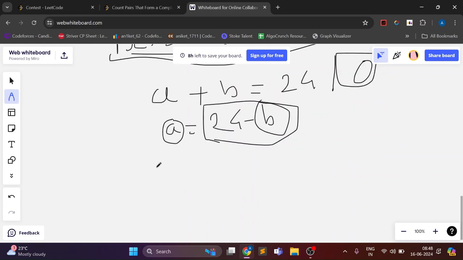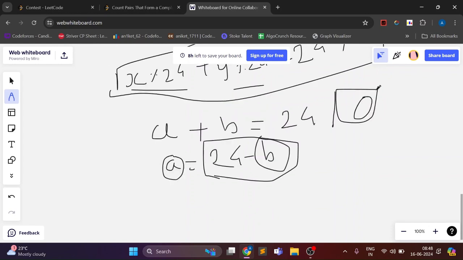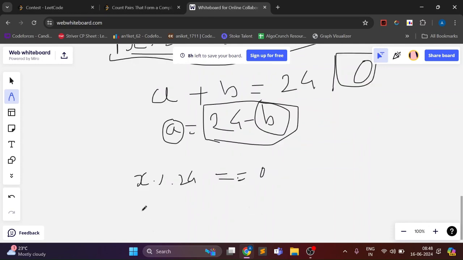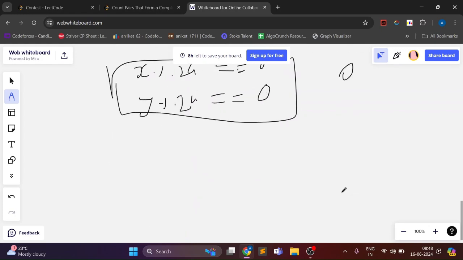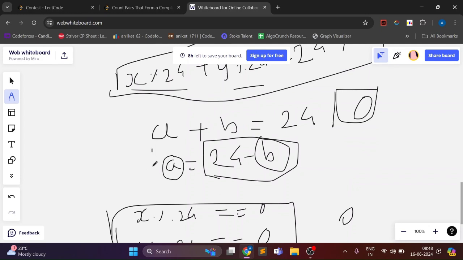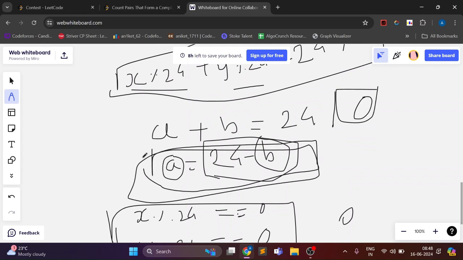To do that, for getting the sum equal to 0, x mod 24 must be equal to 0, and similarly y mod 24 must be equal to 0. So this is the 0 case, and for 24 you have to use a map. You have to use a map to store key value pairs.